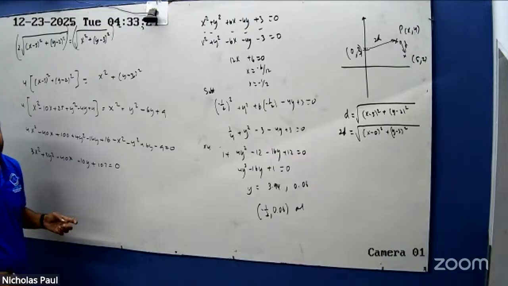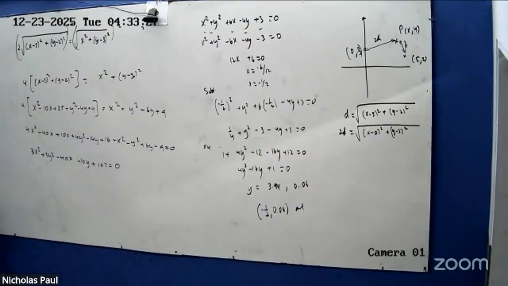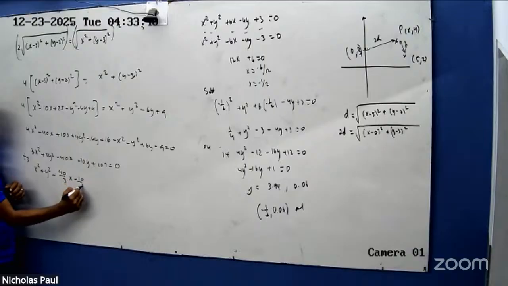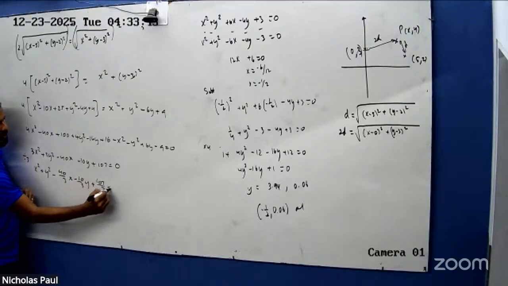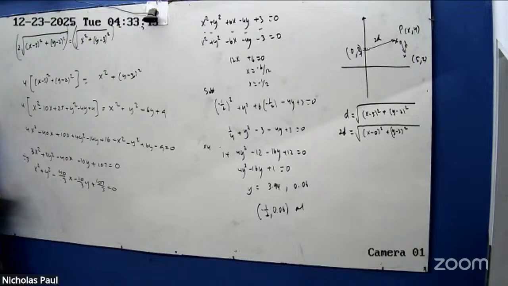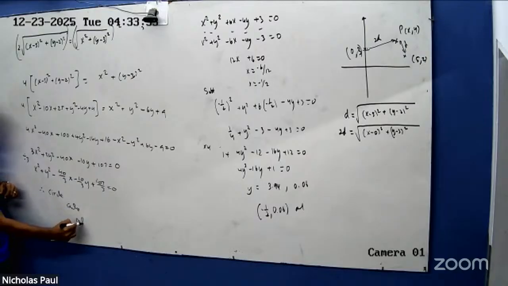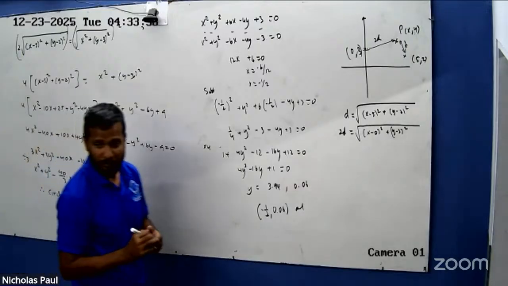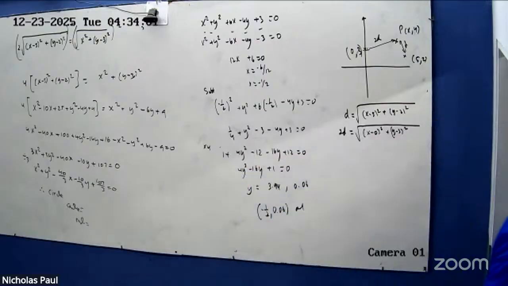What is this here? What is it like, Anya? Familiar. A circle, if you divide by 3. Circle, right? So therefore it's a circle. And you could write the center and the radius. Okay with that?